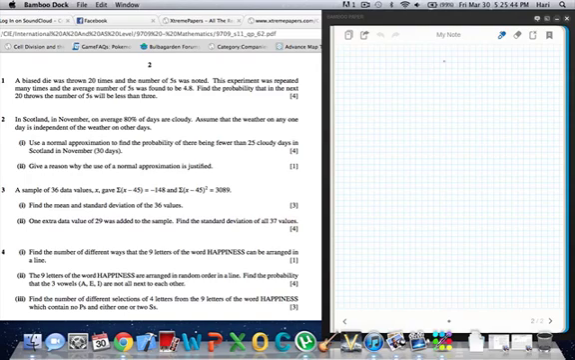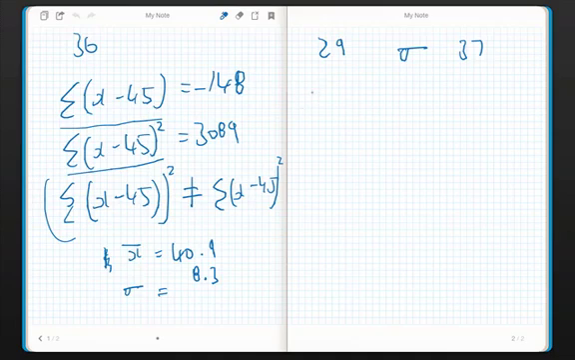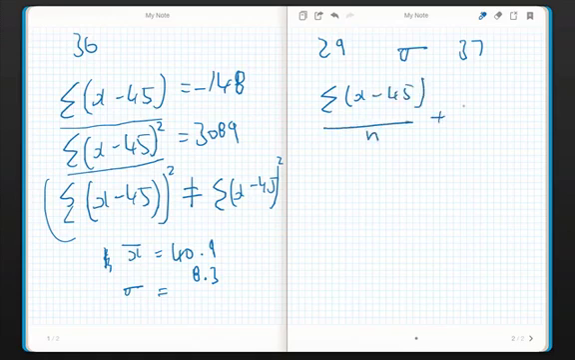one extra data value of 29 was added to the sample. Find the standard deviation of the 37 values. Now, this is very important. You have to remember something. The mean formula that we were discussing earlier, sigma of (x minus 45) divided by n plus 45, you can call this a or 45, it doesn't matter, is equal to x bar.